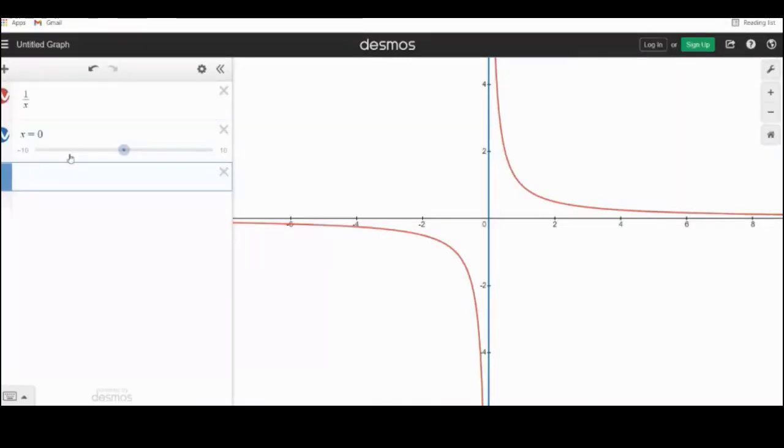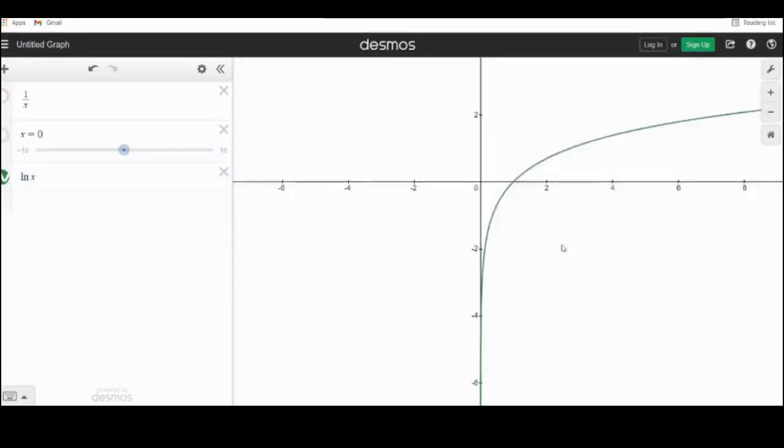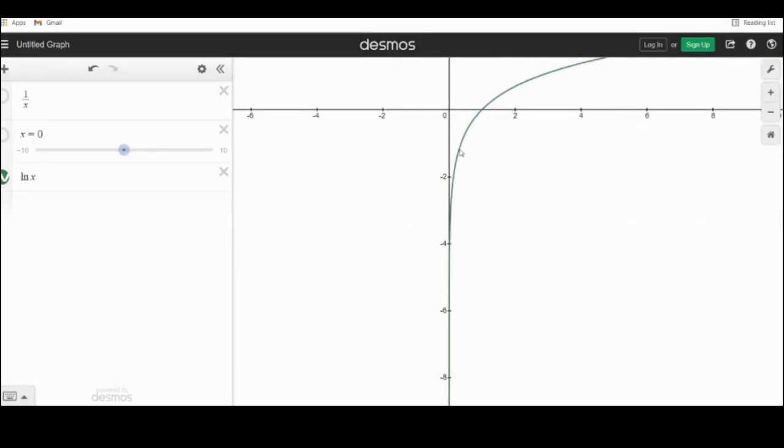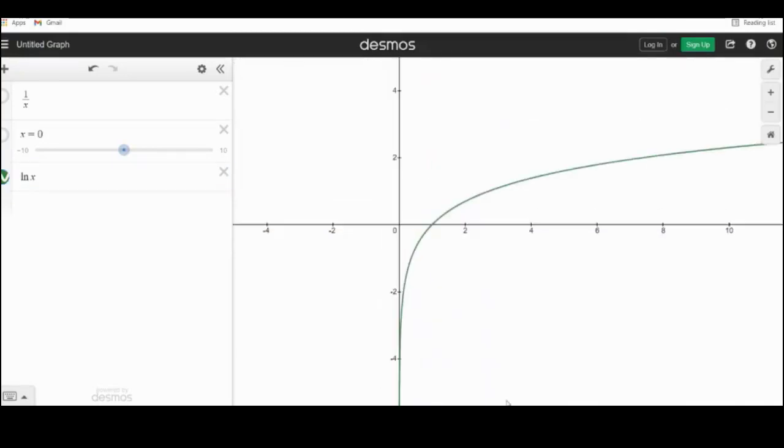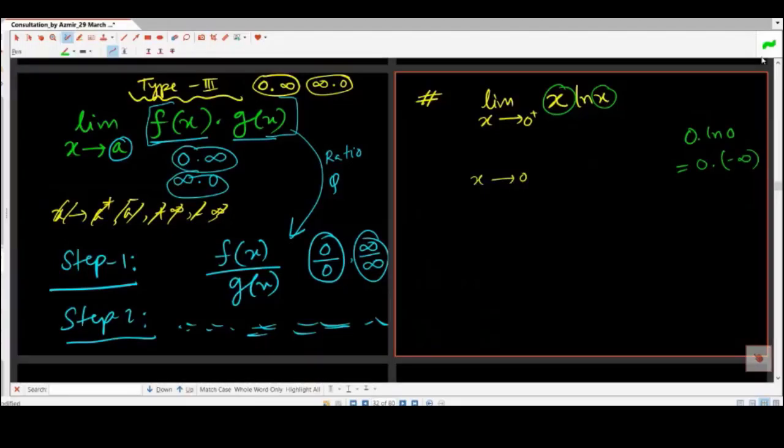I can show here that is natural log of x. If we plot this function, we can see if we come from the right, then the function is coming here. That means it is going to negative infinity. It is going downward to negative infinity. So it's not positive infinity, it's negative infinity. So natural log of 0 will be negative infinity. So we have 0 times negative infinity. It is also the same thing as 0 times plus infinity, infinity times 0.